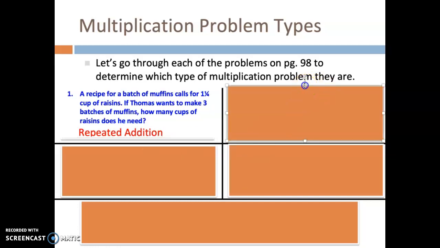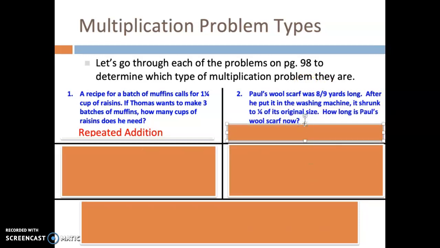Okay, let's do the next one. Paul's wool scarf is 8/9 yards long. After he put it in the washing machine, it shrunk to 1/4 its original size. How long is Paul's wool scarf now? What type of multiplication problem is this? It's a multiplicative comparison. Find the vocabulary that dictates that, and you can reference back in the video or on the reference slides.